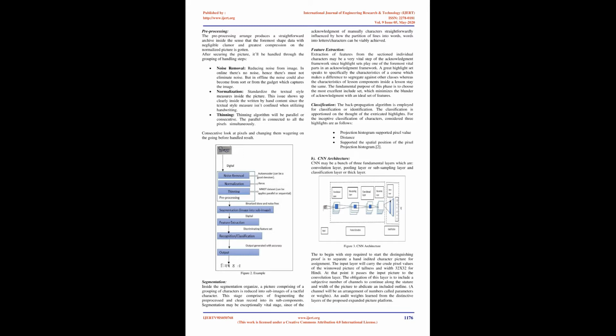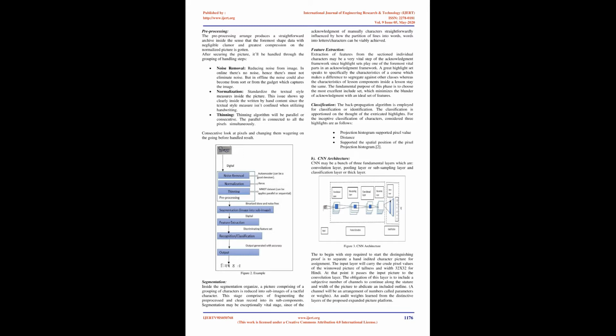Pre-processing. The pre-processing stage produces a clean document in the sense that the most shape information with minimal noise and maximum compression on the normalized image is obtained. After acquiring the image, it will be handled through a series of processing steps. Noise removal, reducing noise from the image. In online there is no noise, hence there is no need to eliminate noise. But in offline the noise could come from the medium or from the device which captures the image.